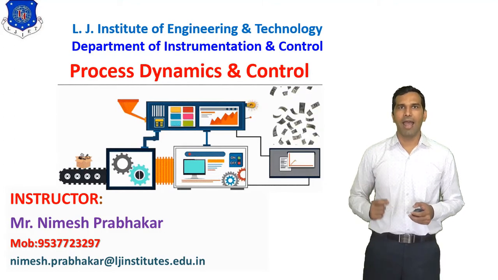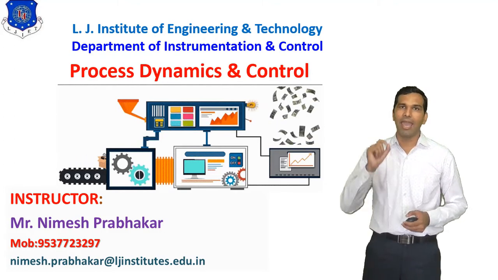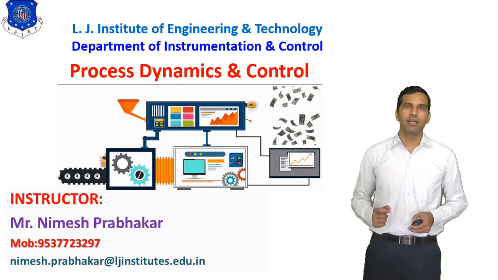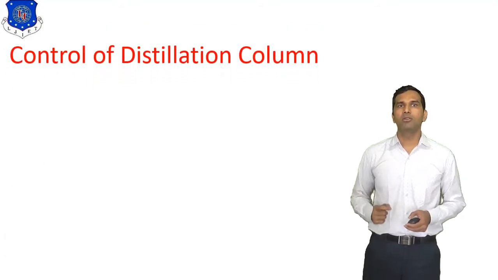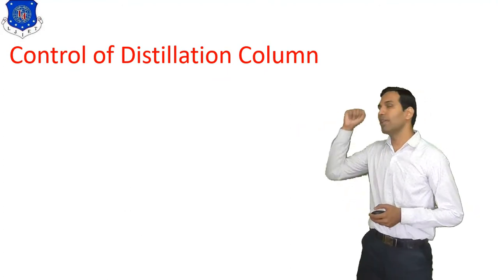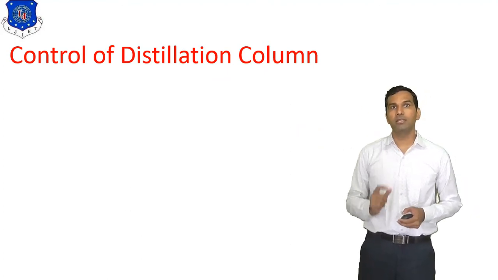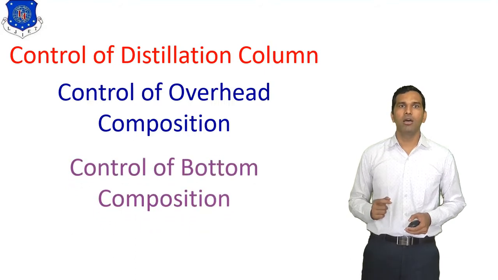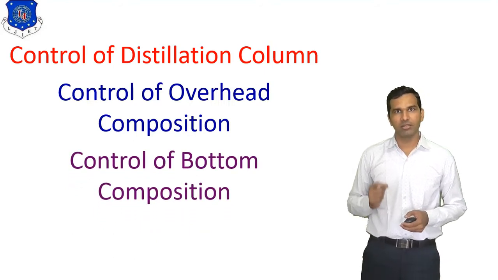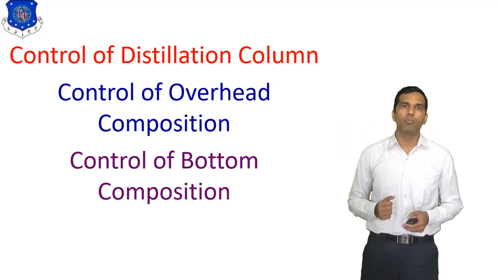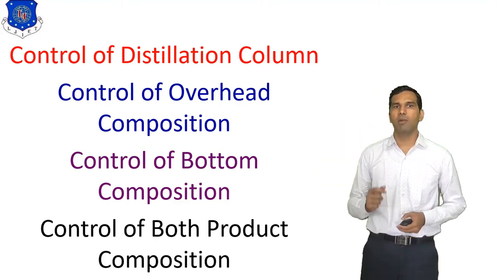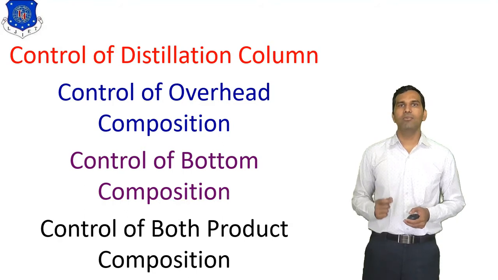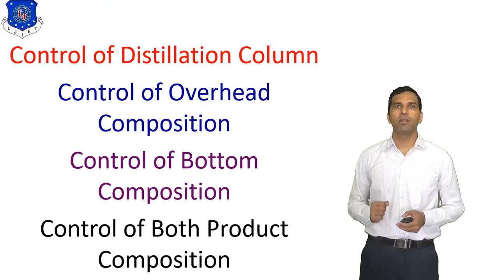In my previous lecture, I discussed the mass balance and energy balance equations of the distillation column. Now, in this lecture, we will discuss the control of the distillation column. That means we discuss the control strategy of the distillation column. In the control strategy, we discuss the control of overhead composition, then the control of bottom composition, and last, the control of both product compositions.